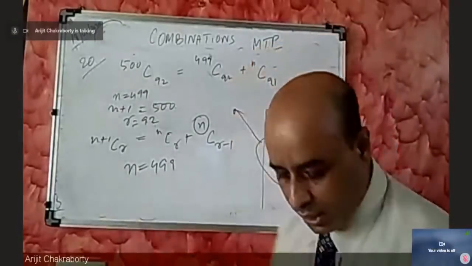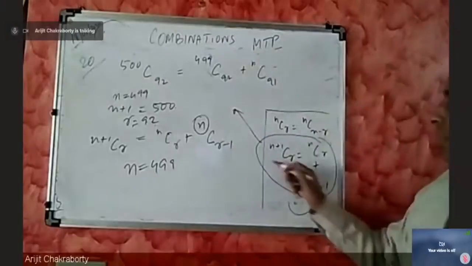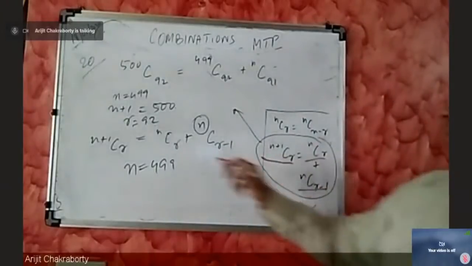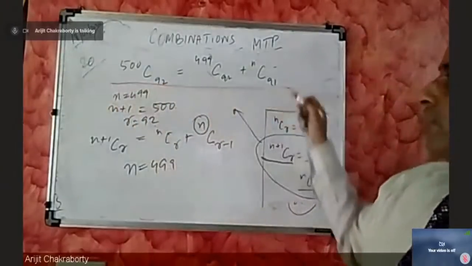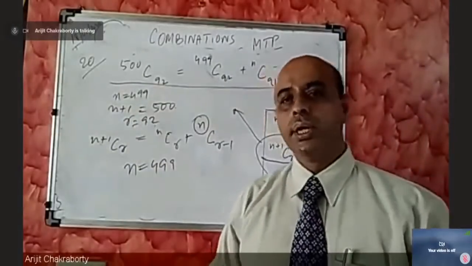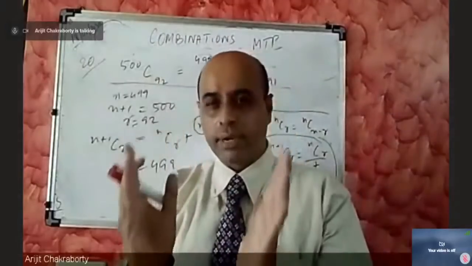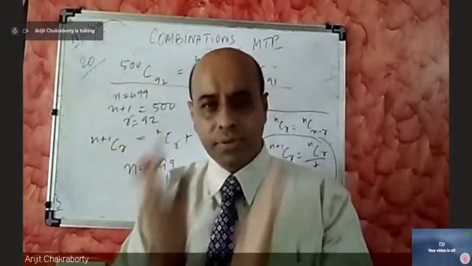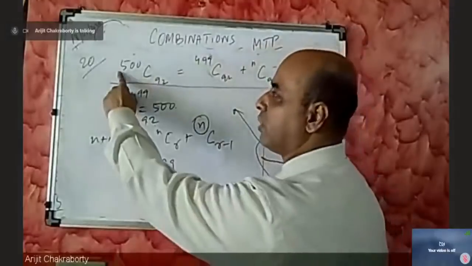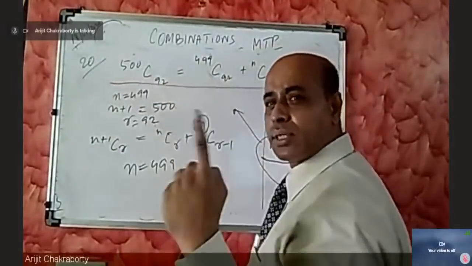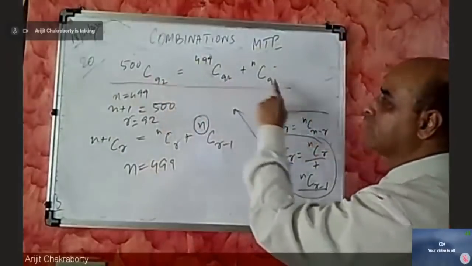So it's an application of the direct formula. Direct formula, no change. This is how you develop your observation. So you can easily see 500, 499, difference is 1. 92, 92, 91.